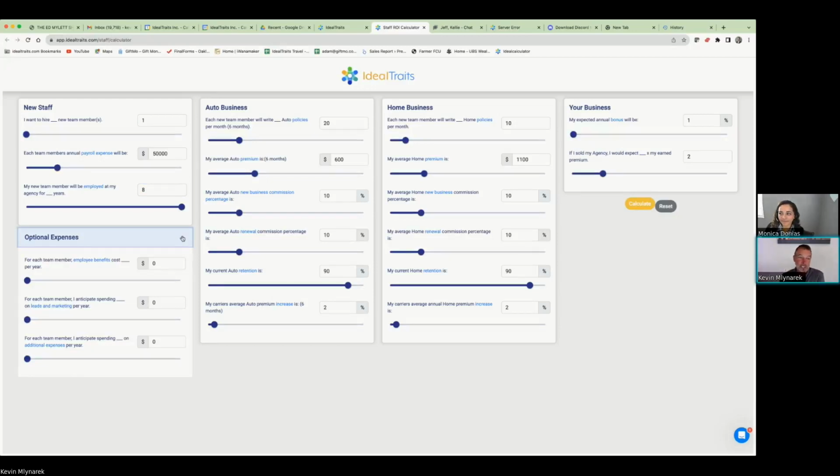That's why they're hidden. But somebody might be out there saying, yeah, but I also pay $3,000 a year for their health subsidy. That's where you would put that information. Each team member, I anticipate spending how much on leads. Maybe somebody spends $1,500 a month on leads per person. This is one person, so we'll put in 18,000. Again, you might put in 1,000, you might put in 30,000.